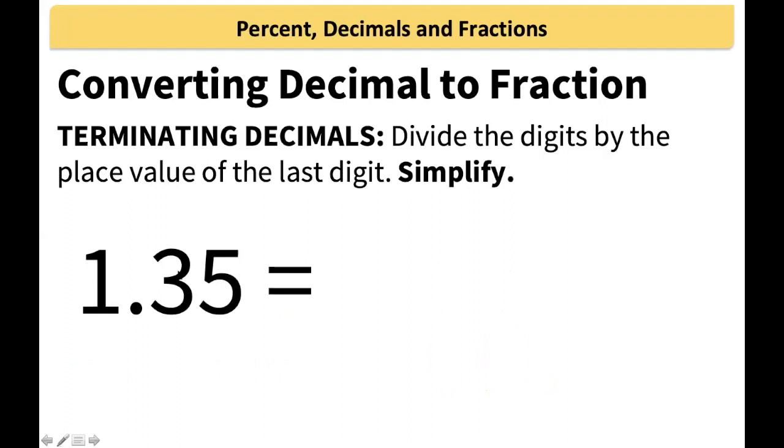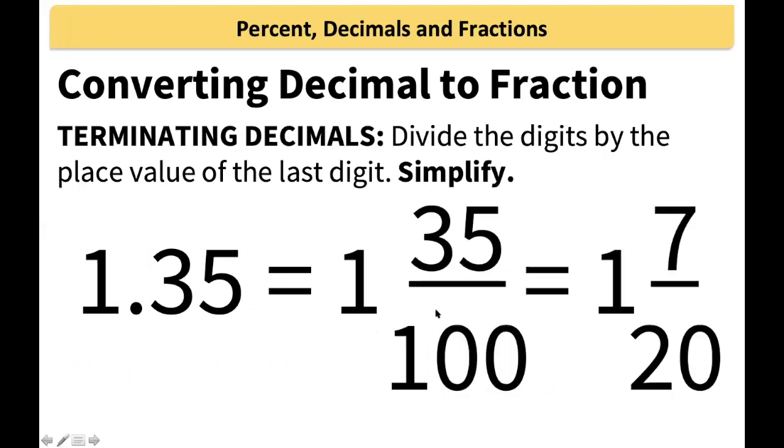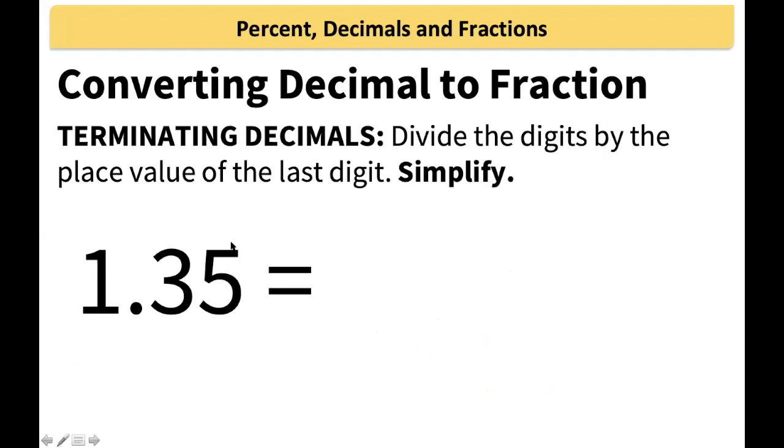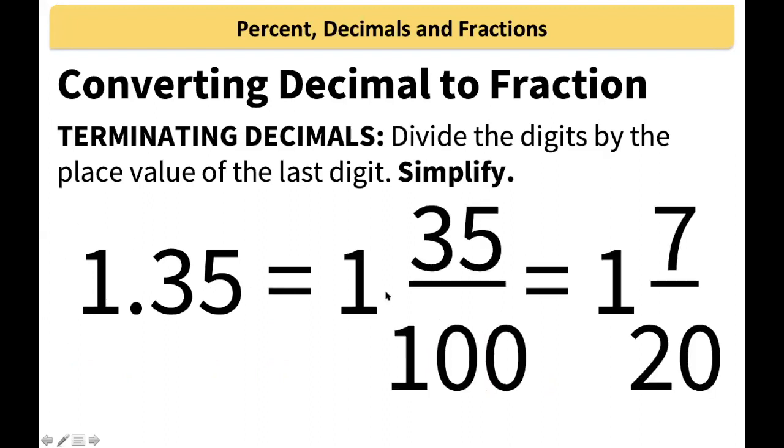Okay. How about this one? 135. Your last digit is in the hundredths place. So, you will divide 135 by 100. Okay? So, may dalawang way ka para gawin to. Pwedeng separate mo yung whole number. Like this one, hiniwalay ko yung 1, and then yung 35 na lang over 100. Then simplify 35 over 100, you will get 1 and 7 over 20.